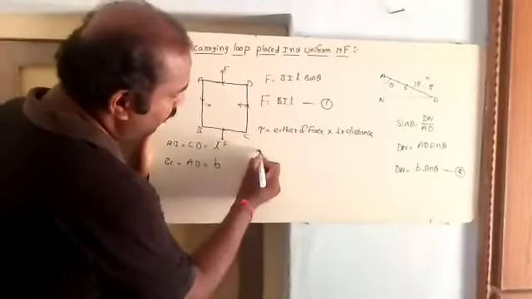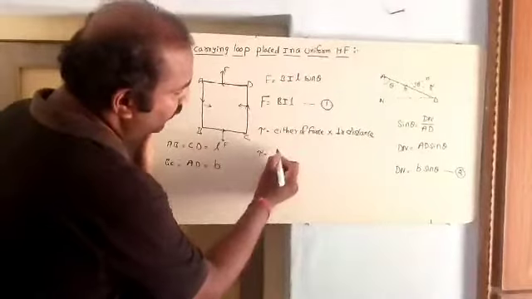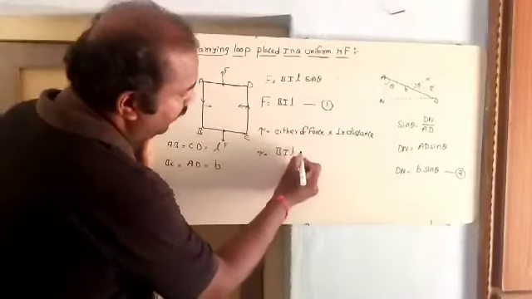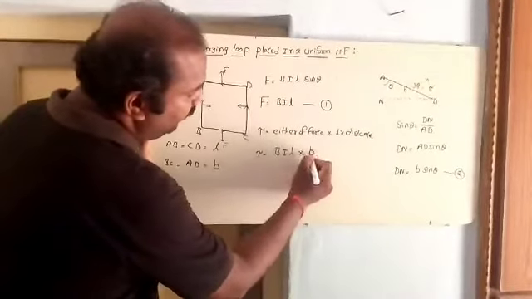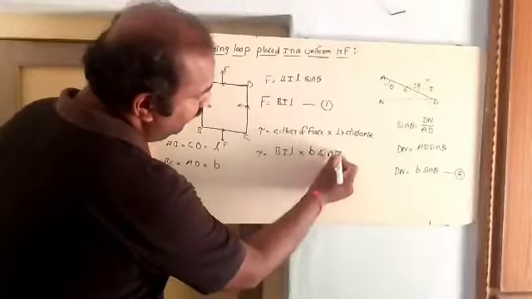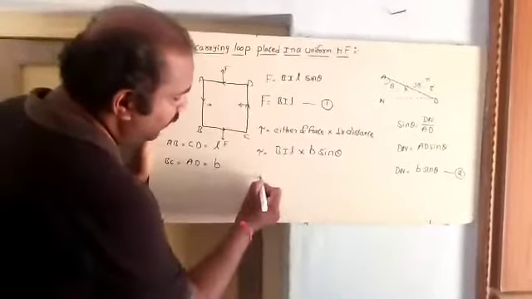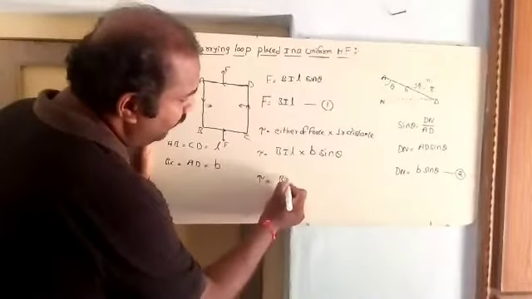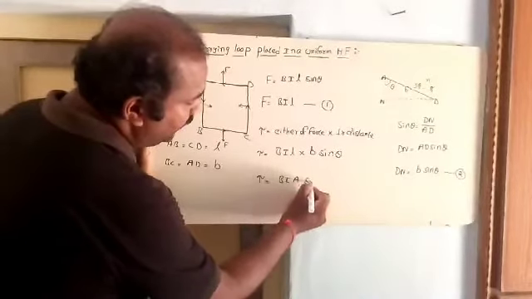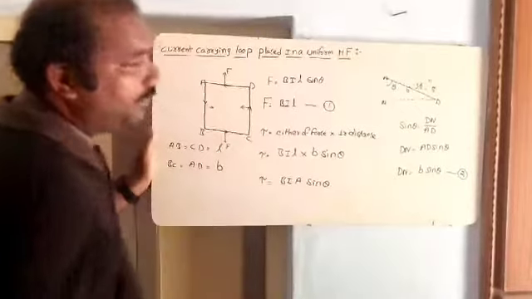Now torque tau is equal to either of the force, which is nothing but BIL, into the perpendicular distance, which is B sin theta. Now length into breadth is nothing but area. So torque tau is equal to BIA sin theta. This is for one loop.